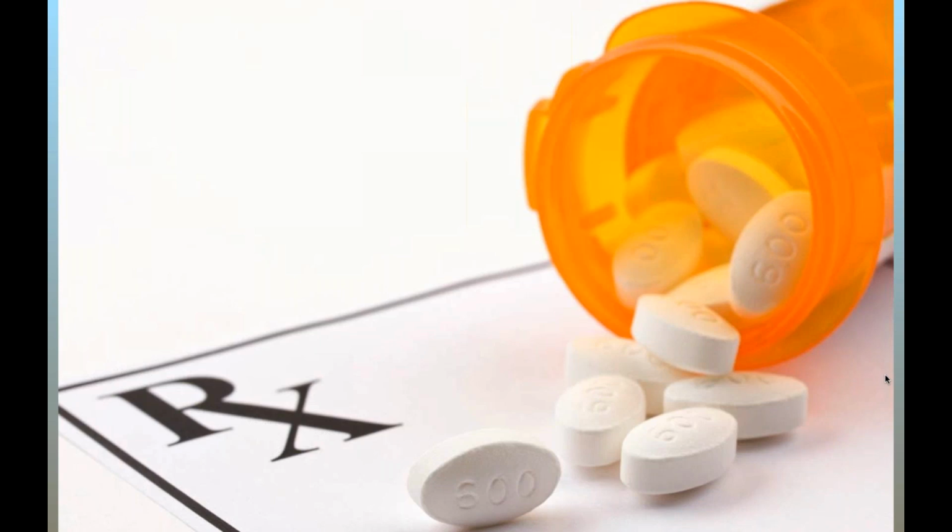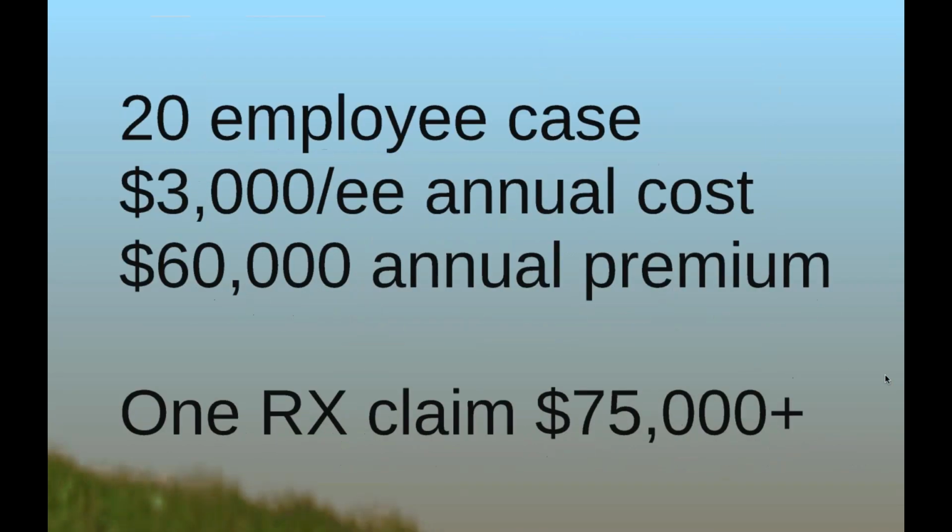The biggest risk is drugs. Today, you can buy drugs that are $75,000 a year or $150,000 a year or $500,000 a year, and they're covered by your drug plan. That's the biggest risk. And we look at a case. A 20-employee case, there's $3,000 per employee of annual cost of a fairly comprehensive benefit plan. $60,000 in annual premium, $5,000 a month.